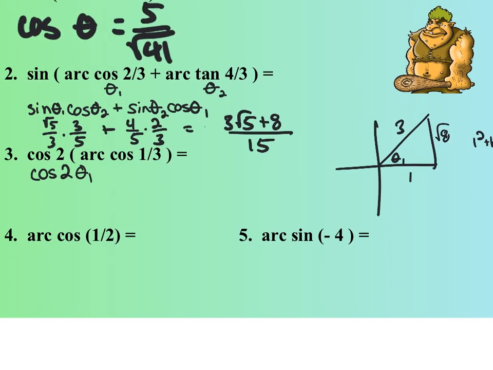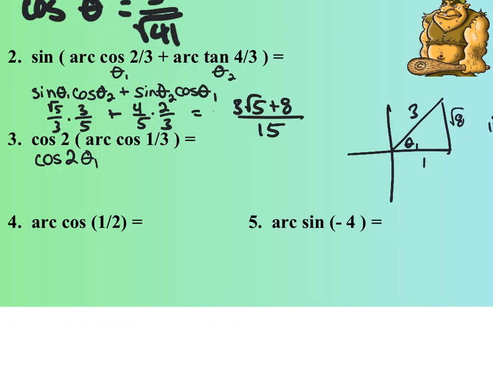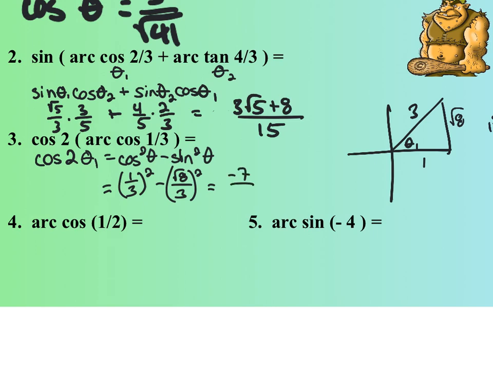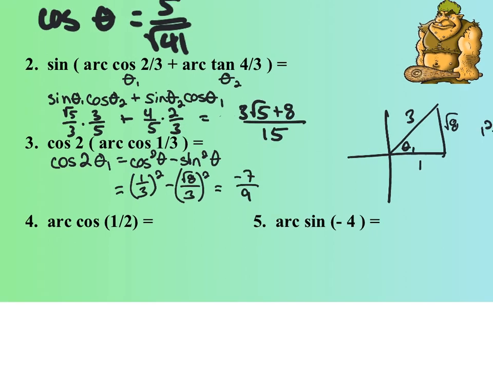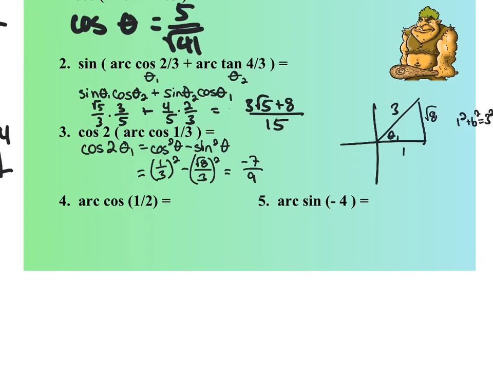So the double angle formula for cosine would be, I'm going to use the one that I like. So I like the cosine squared theta minus sine squared theta. So the cosine of theta is 1 over 3, and then we're going to square it. And the sine of theta is root 8 over 3. We're going to square that too. And I think my final answer is going to be 1 minus 8, which is negative 7 over 3 squared, which is 9.